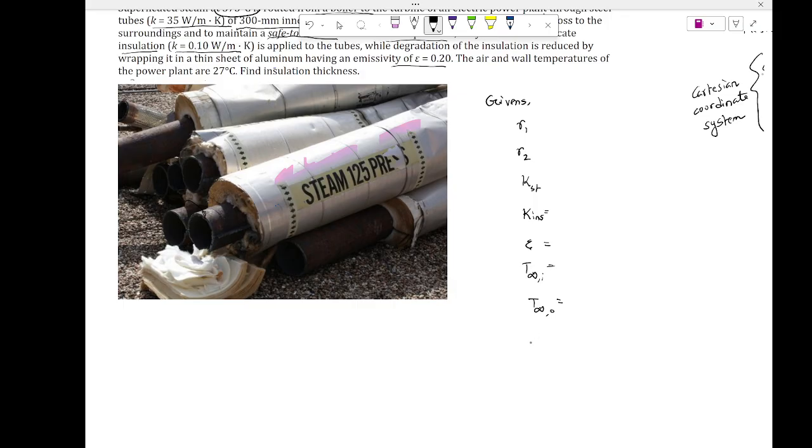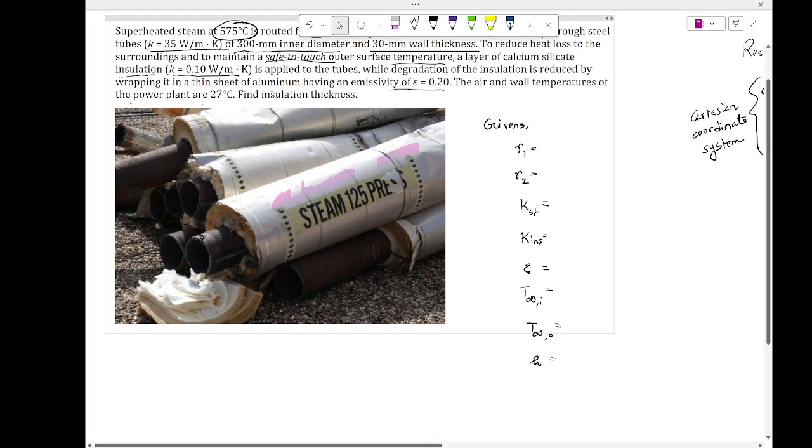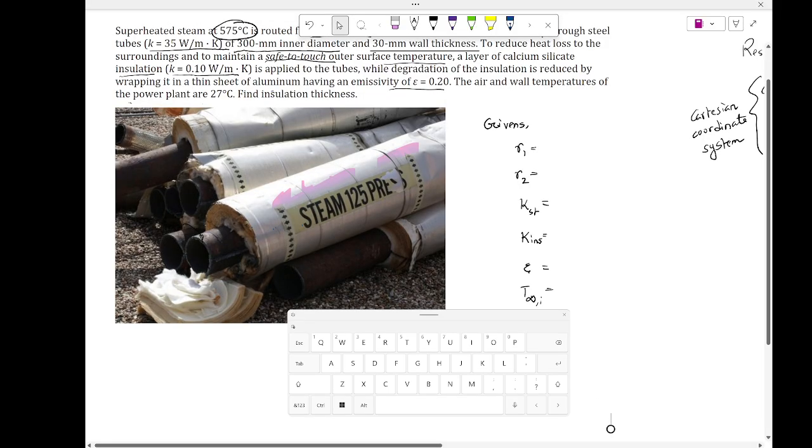All right. So they gave you all those values, which I read through in the problem before. They didn't give you the inside pipe radius. What did they give you? They gave you the 300 millimeter pipe diameter. So if it's 300 millimeter diameter, what is the radius? 150, right?